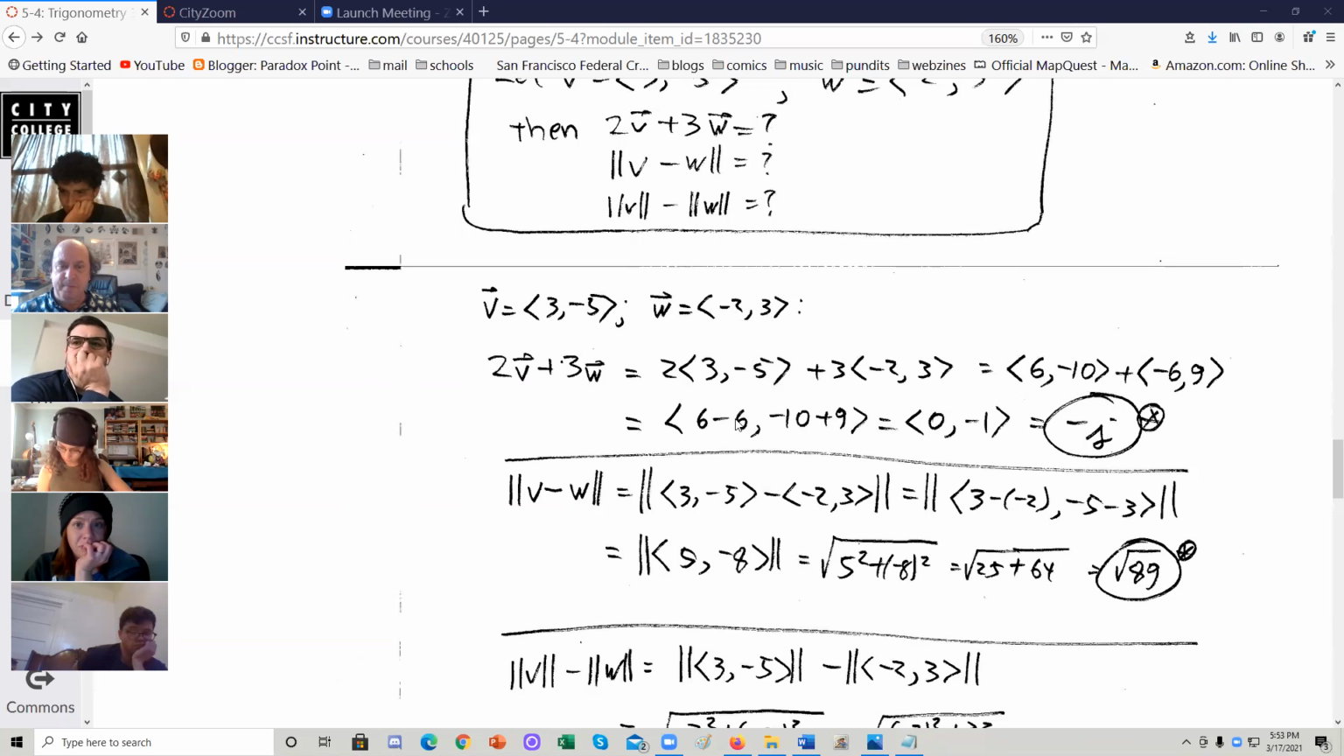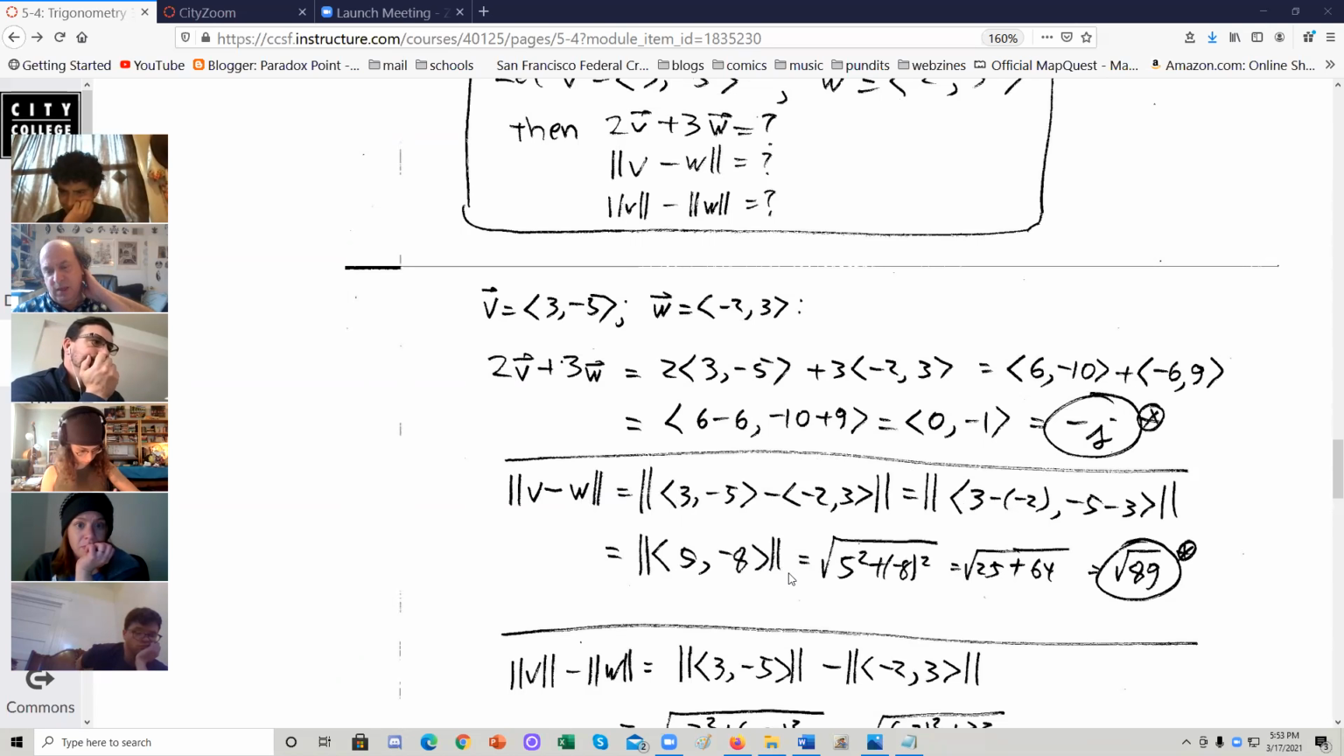So that's this part: length of u minus v. Well, we'll take the length of (3, -5) minus (-2, 3). We subtract components: 3 minus -2 here, and -5 minus 3 here. That's (5, -8).